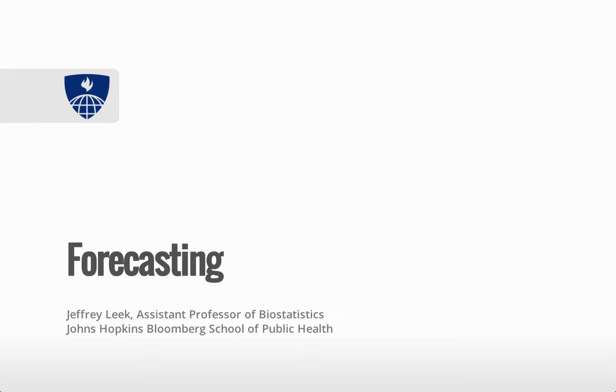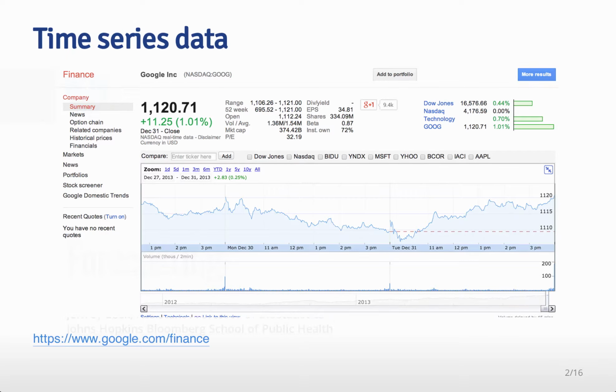This lecture is about forecasting, which is a very specific kind of prediction problem. And it's typically applied to things like time series data. So, for example, this is the stock information for Google on the NASDAQ. And so it's the symbol GOOG. And you can see over time that there's a price for this stock and it goes up and down.